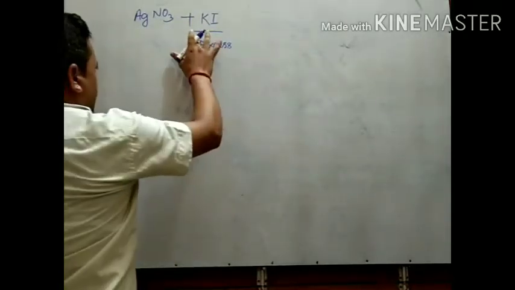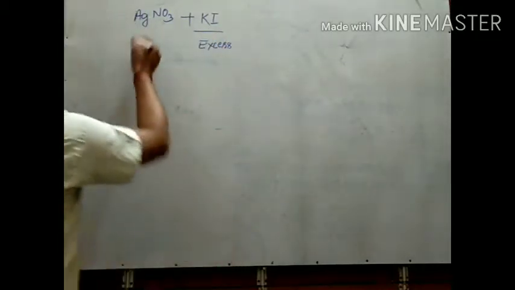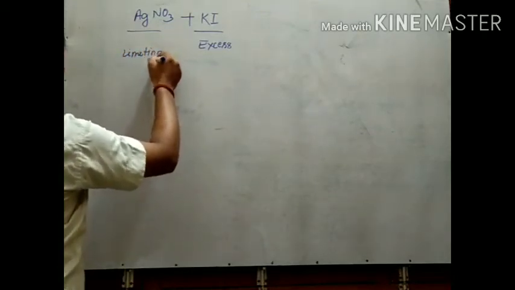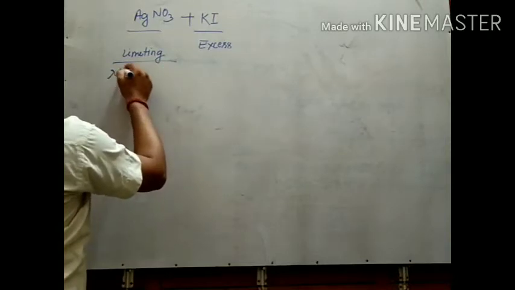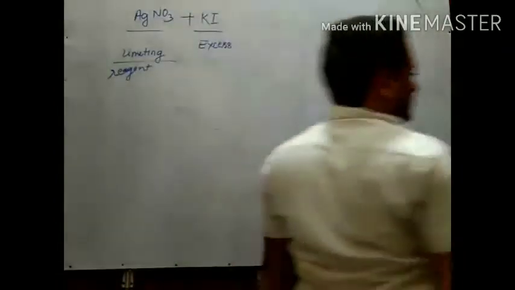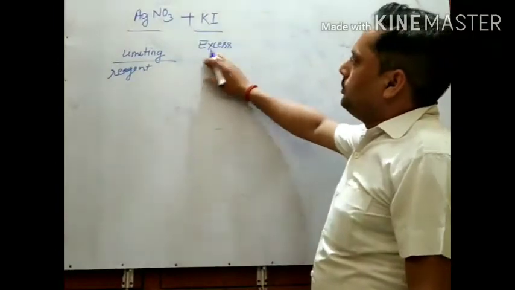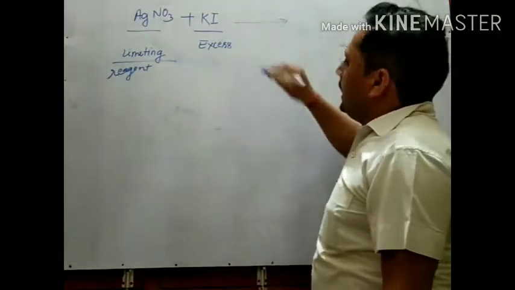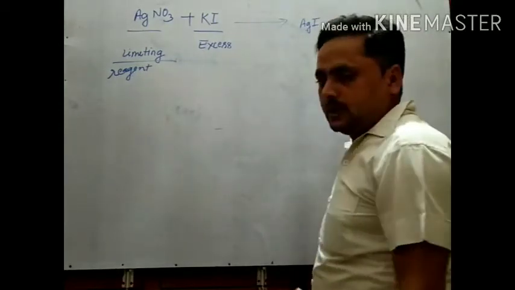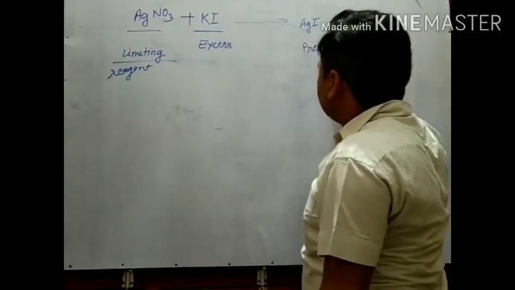This is an excess amount here, and this one is limiting ratio. In lower classes you have studied limiting ratio. Here it is in excess amount. So when AgNO3 is added to KI, potassium iodide, it forms AgI precipitate.